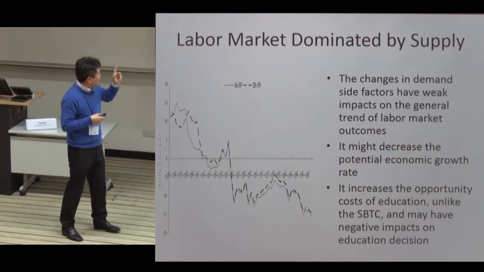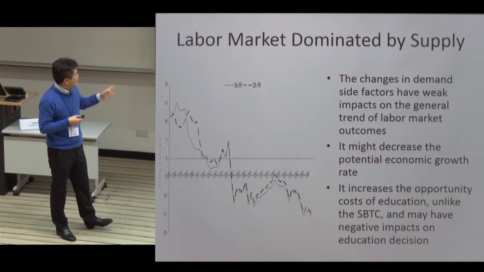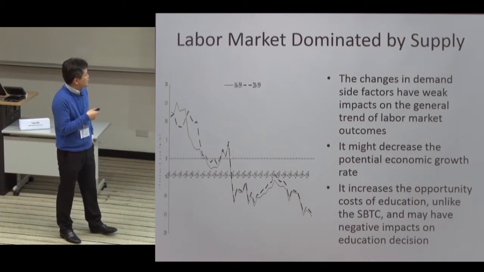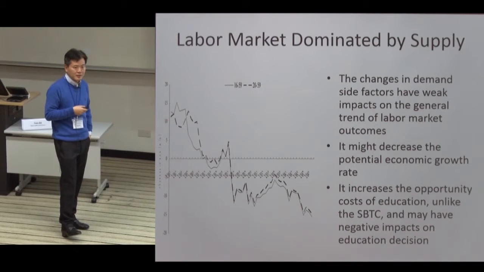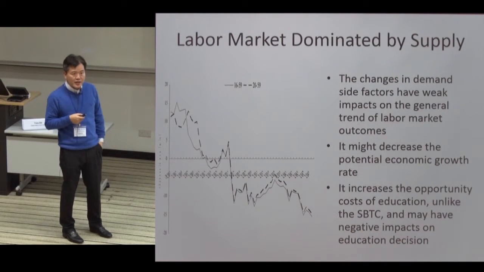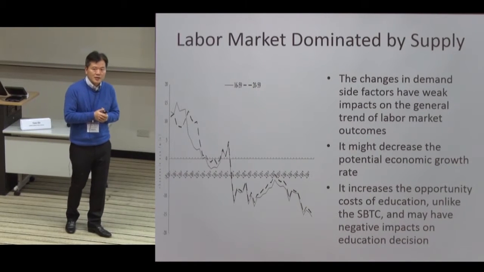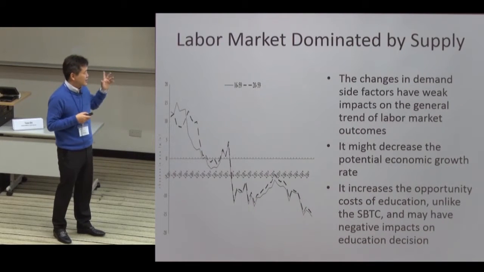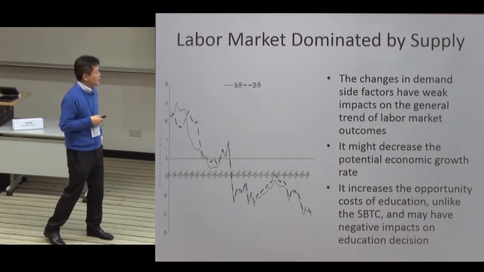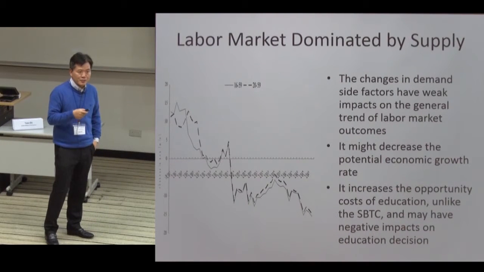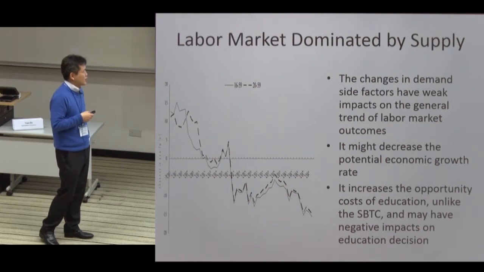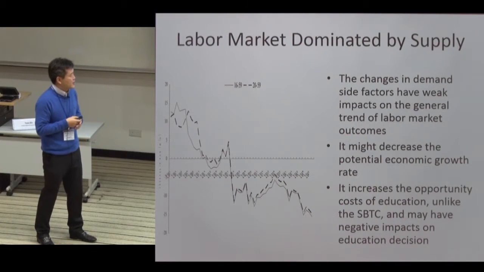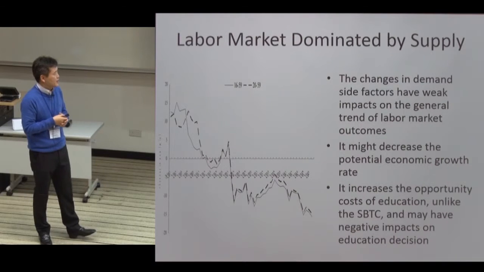The figure shows the working age population change. You can see that in recent years the total number of this age group has decreased. According to the NBS, since 2002 the population in that age group has decreased by 2 or 3 million every year. This change dominates the labor market equilibrium, because changes in demand side factors seem to have very weak impacts on the general trend of labor market outcomes.